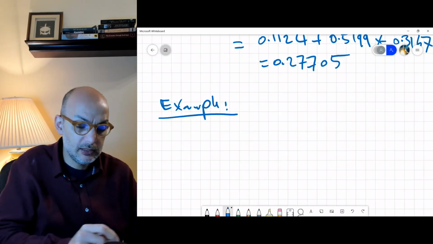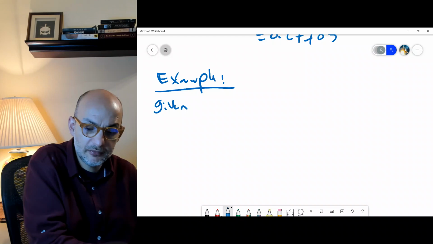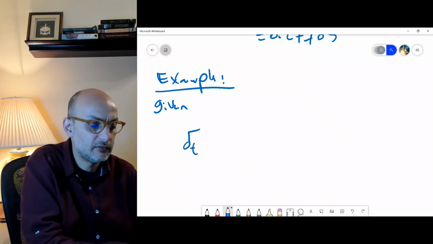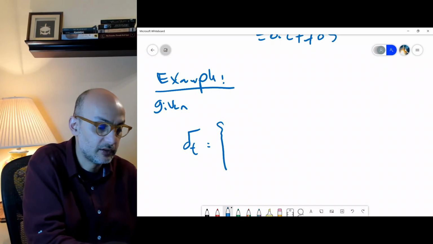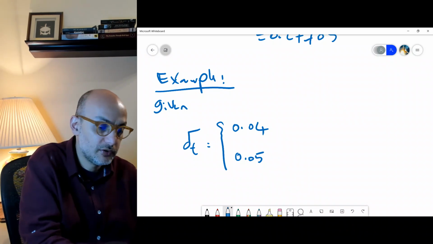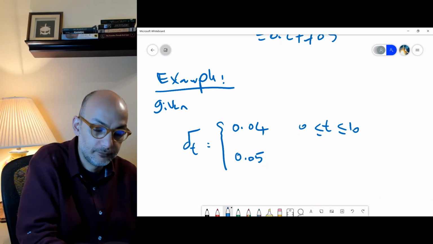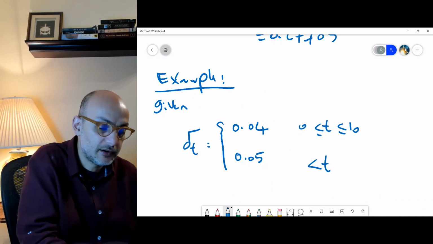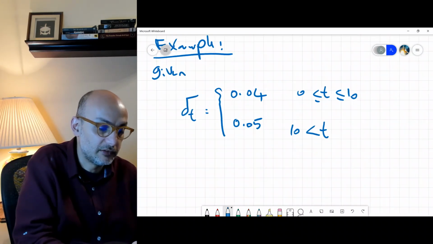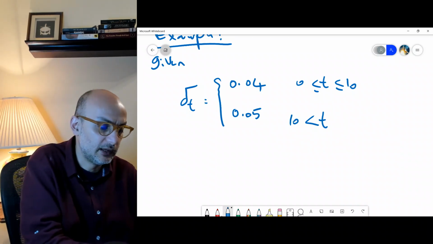Now let's be given, and this is quite interesting one. So we have the delta t. Delta is not a fixed value here. It actually has two values, 0.4 and 0.5. And 0.4 if death occurs between 0 and 10. But if t is greater than 10, then we use 0.5, right? So it's kind of a step shifting in this one.